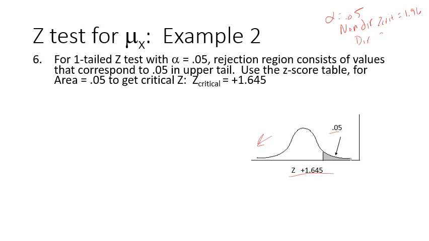Directional, the z critical is going to equal the absolute value of 1.645. If you're looking for less than, it's going to be negative 1.645. If you're looking for greater than, it's going to be positive 1.645. I put absolute value signs there, but let me actually change that to plus or minus. It's going to be plus or minus 1.645. Whereas the 1.96 is always absolute value because it's non-directional.